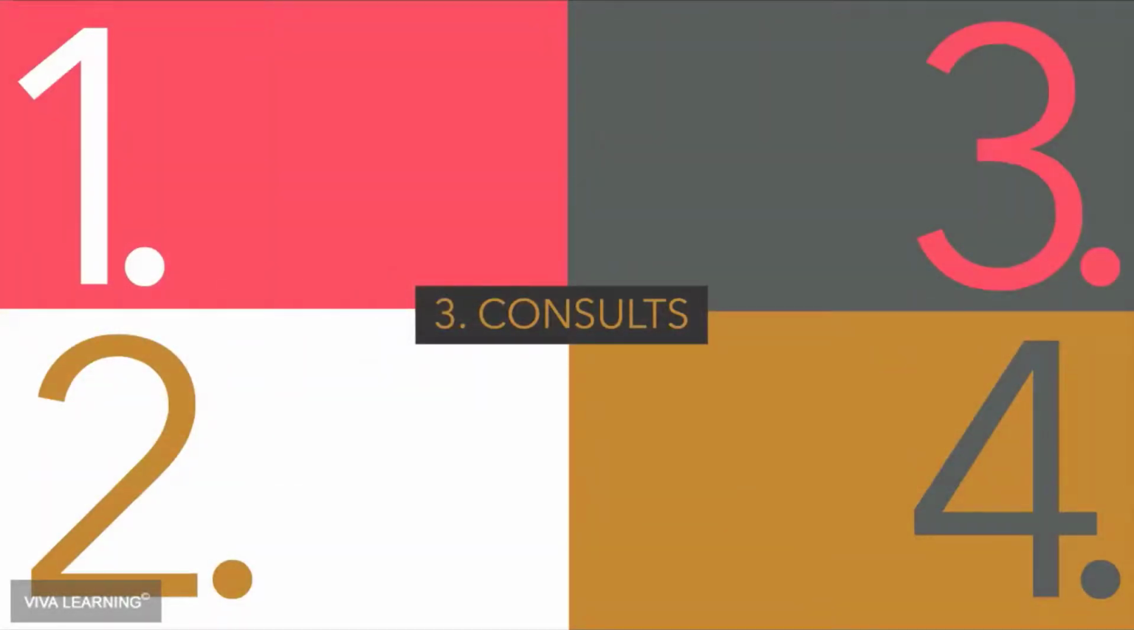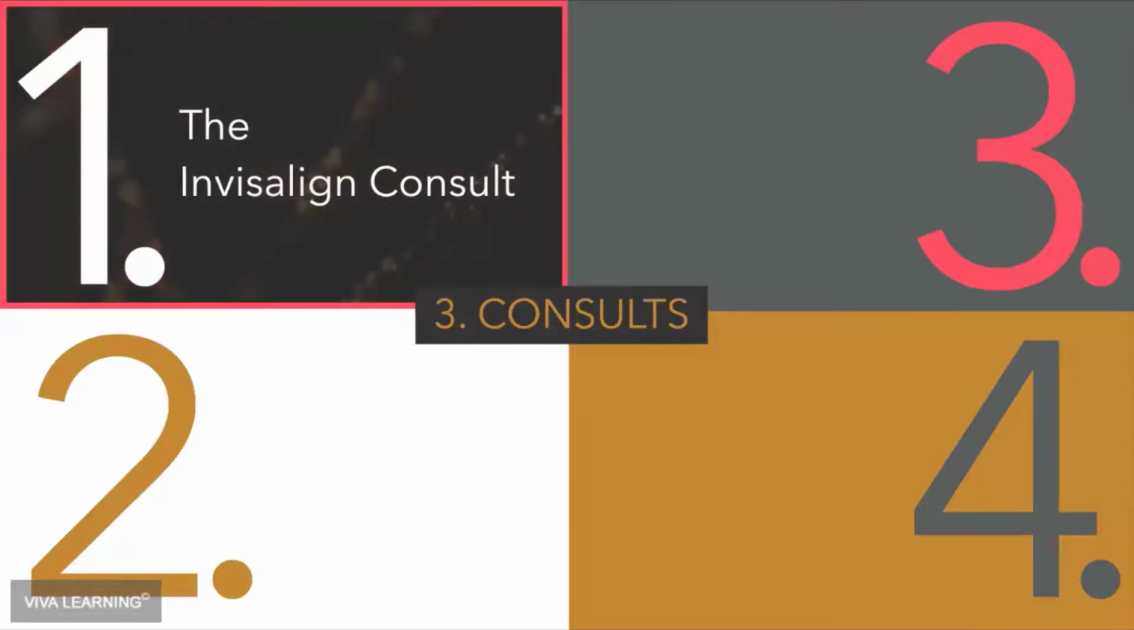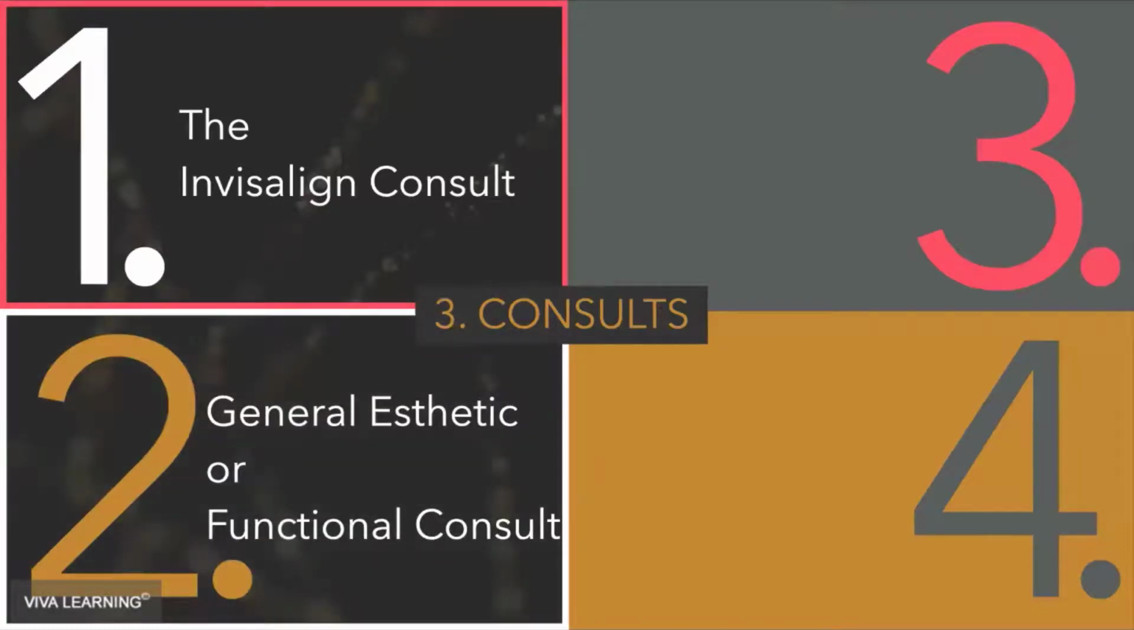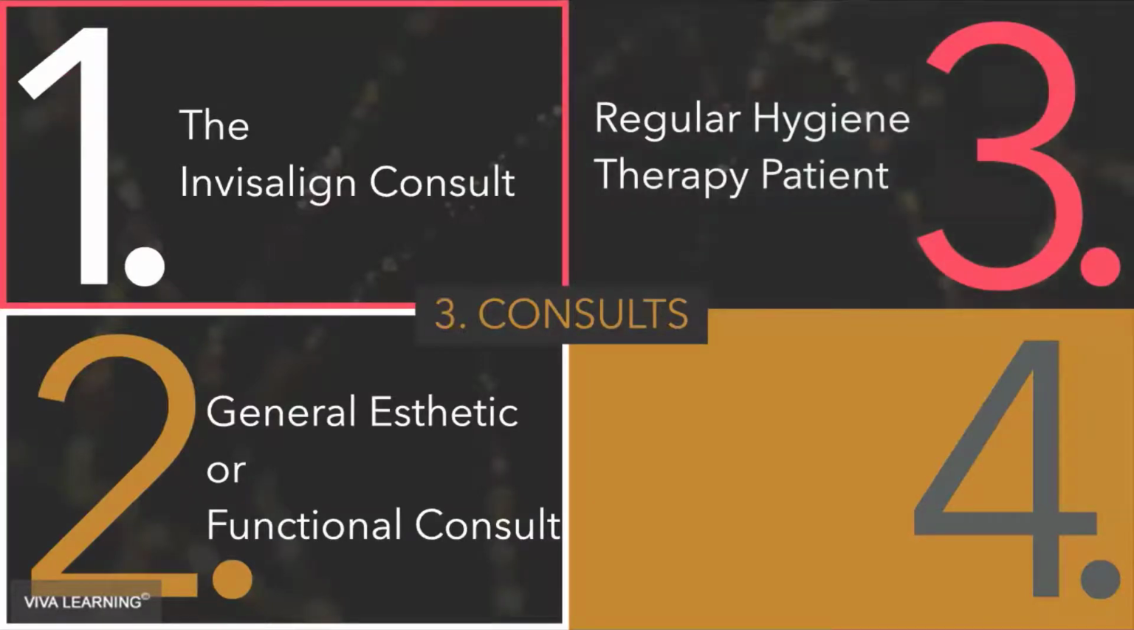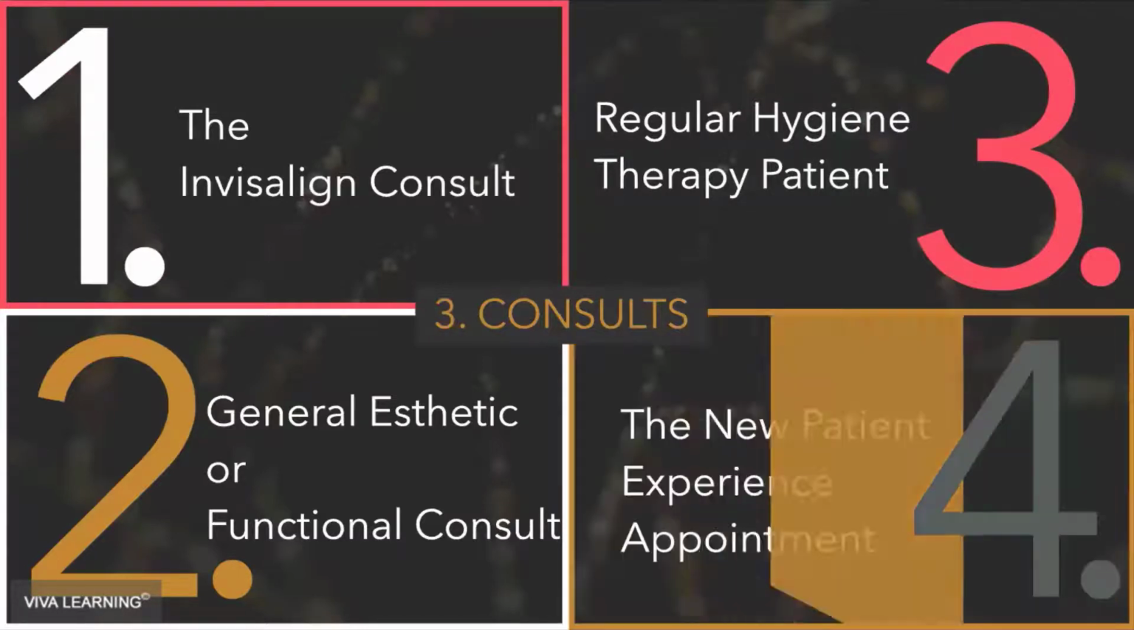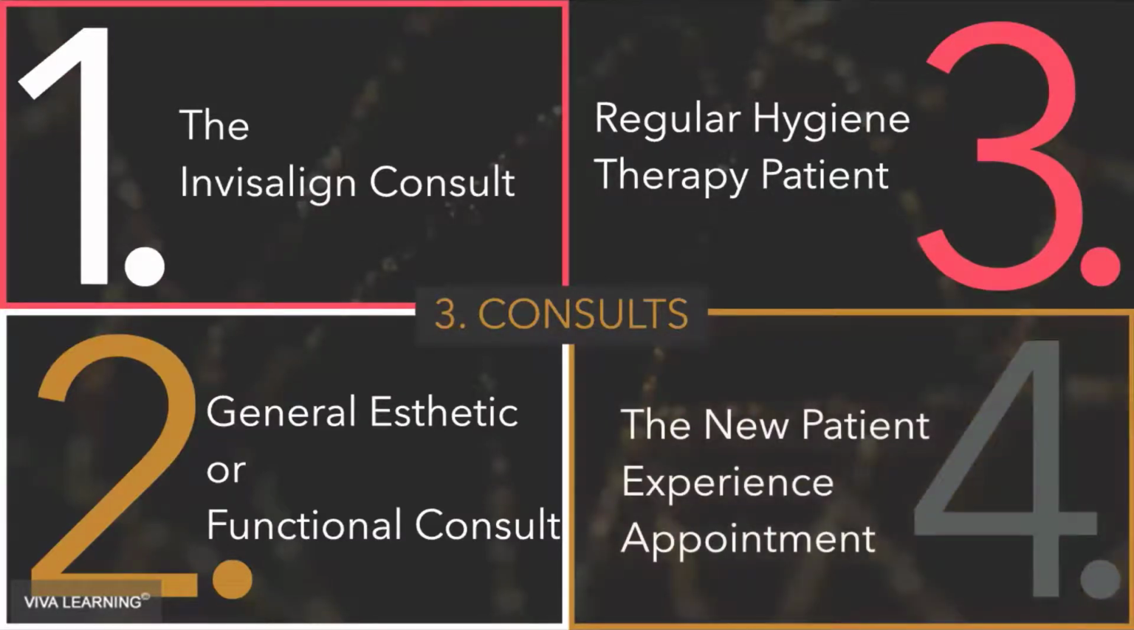So the third way, of course, is the consultations. The third way I integrate things into my clinic. I'm going to go through these rather quickly. I don't want to keep anyone too long, but the point is that there are really four types of ways we can have consults in our clinic. The first is, of course, an Invisalign consult if you're doing Invisalign. A second would be a general aesthetic or functional consult. The third would be a regular hygiene therapy patient that's already coming in for routine care. And the fourth would be the new patient experience appointment.